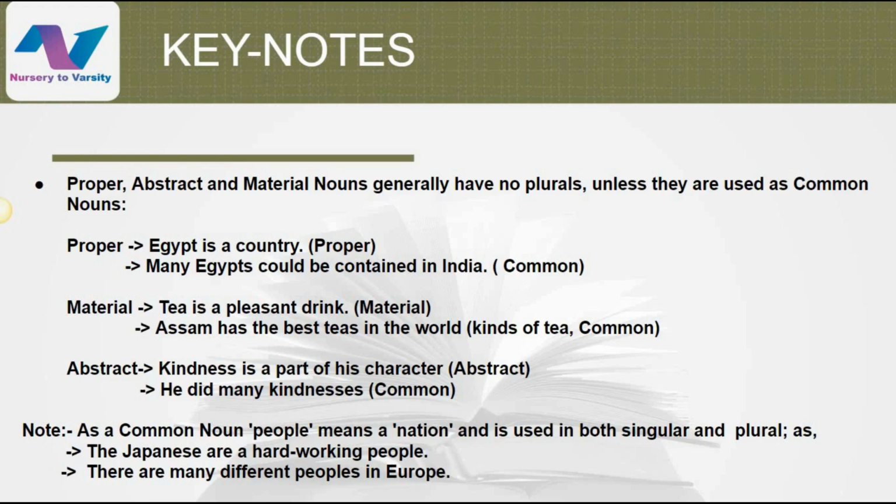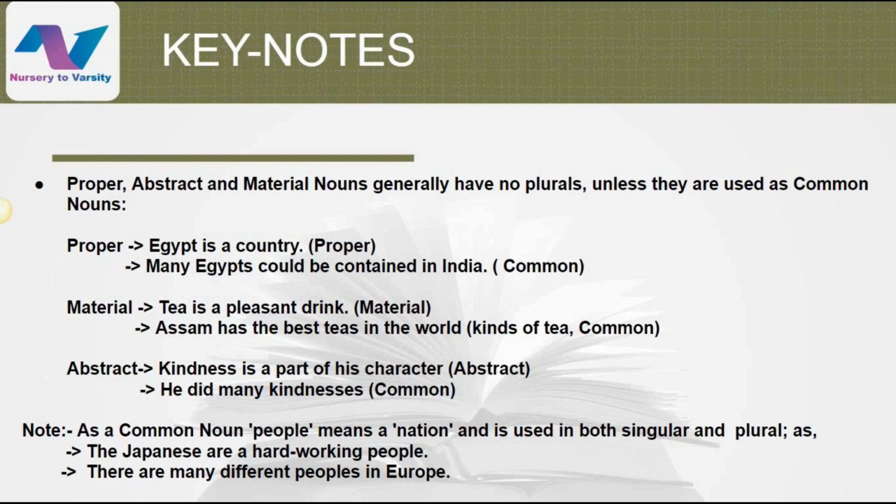No. Same with the material thing. Tea is a pleasant drink. Tea is simply a material here. But when I say Assam has the best teas in the world, I'm talking about a common tea or kinds of tea. So in that case, I can mark it as plural form. Abstract again is a feeling, so I can say kindness is a part of his character in abstract form. But I can't say kindnesses are a part of his character. No. But when I convert it into common form, I can say he did many kindnesses.